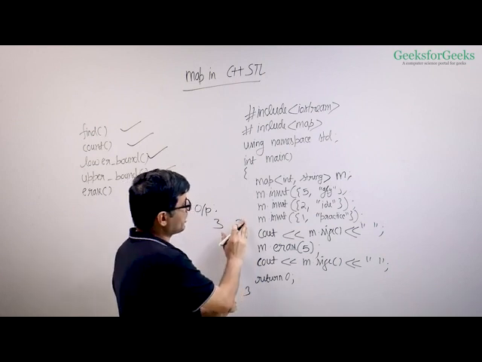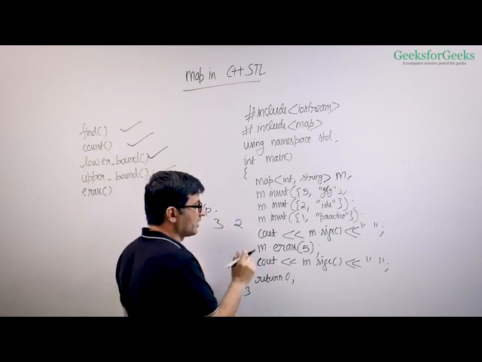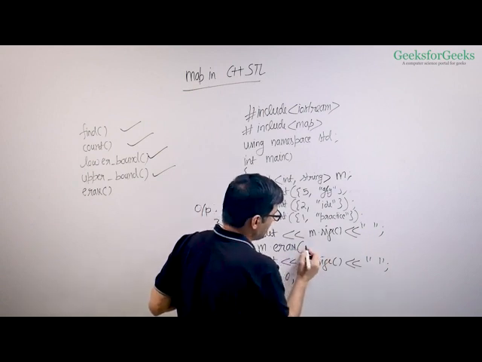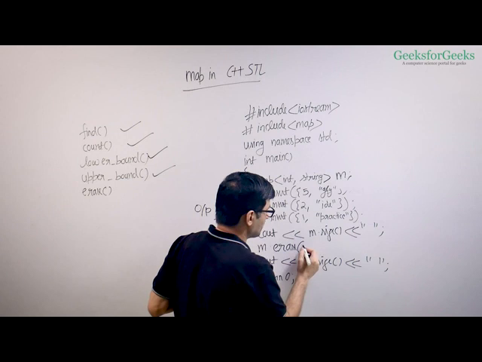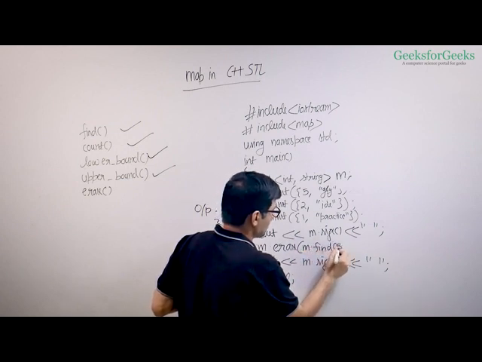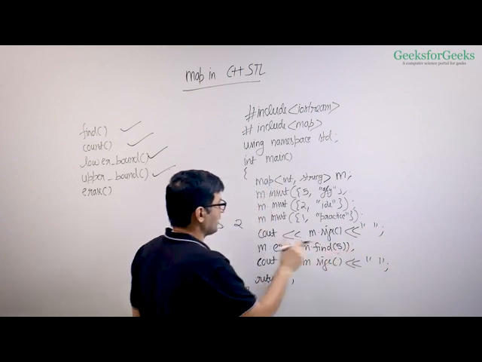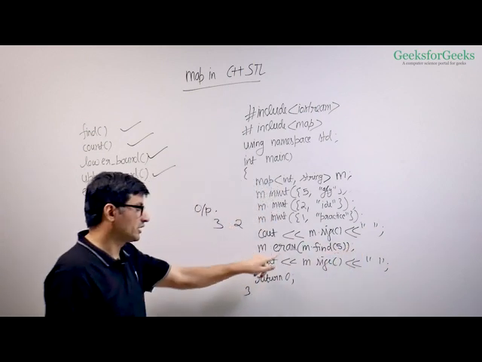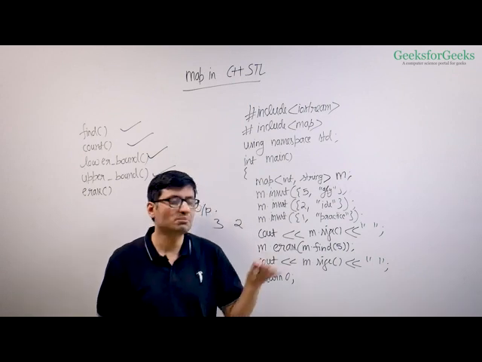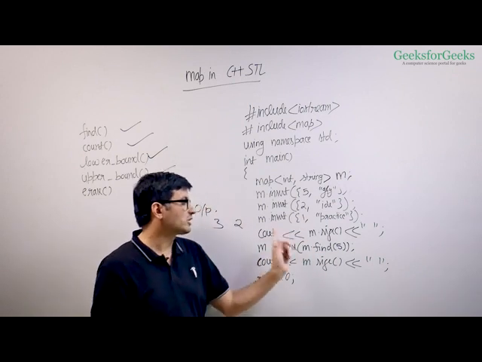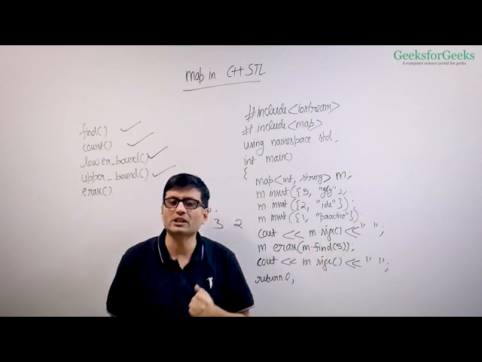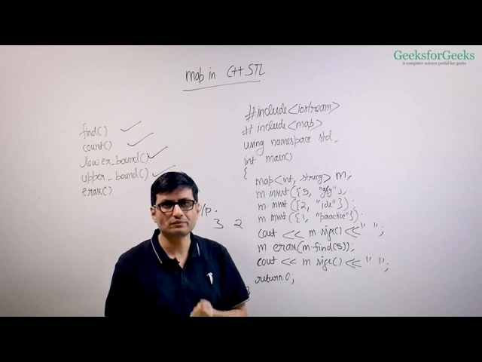Now let's talk about a variation of the erase function. The erase function can also receive an iterator as a parameter. So we can call m.find(5). It will return an iterator and we pass this iterator to the erase function. This behavior is going to be the same as the previous call. We'll get the same output. We can pass either a key or an iterator to the erase function.